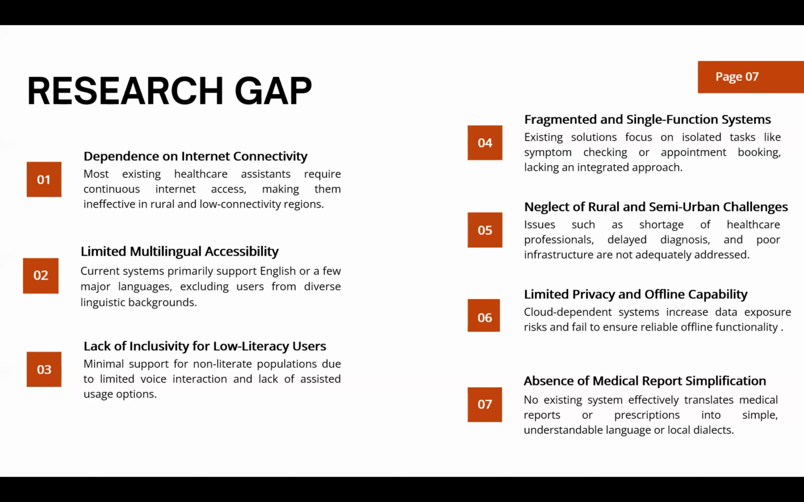In total, we have studied around eight research papers, and from all of them, we have identified some common research gaps and limitations. Most existing systems heavily rely on continuous internet, making them less effective in rural and low network areas. They also have limited multilingual support. There is poor inclusivity for low literacy users due to lack of strong voice-based or guided interactions. Rural challenges, delayed diagnosis are also not very well addressed. Many systems are fragmented, focusing on single tasks instead of a unified solution. Privacy and offline support are limited, and medical reports are not simplified into easy or local languages.